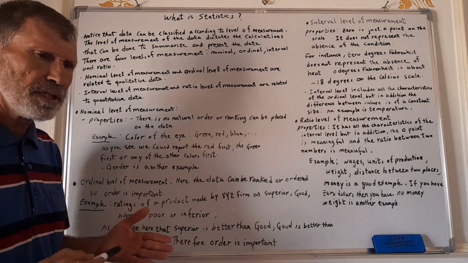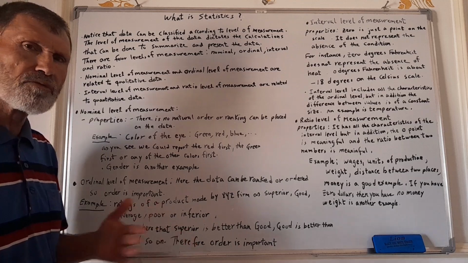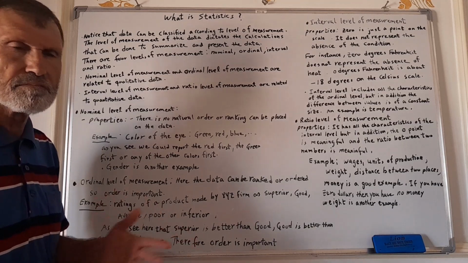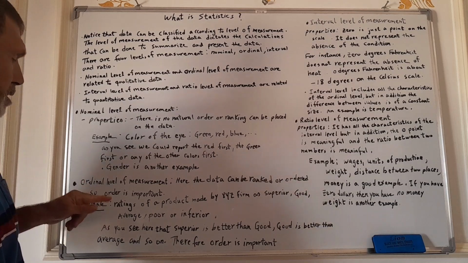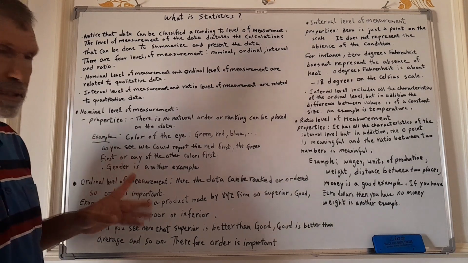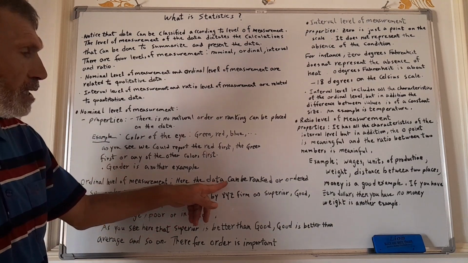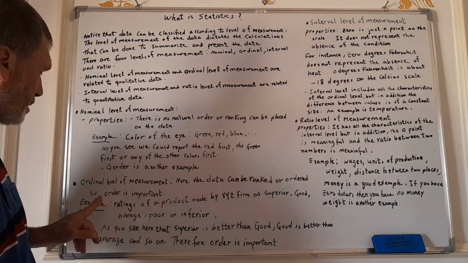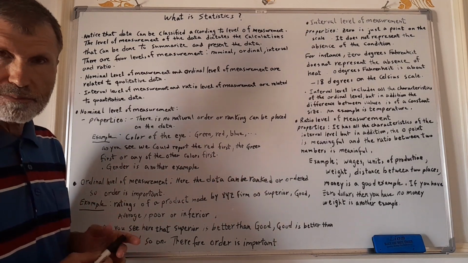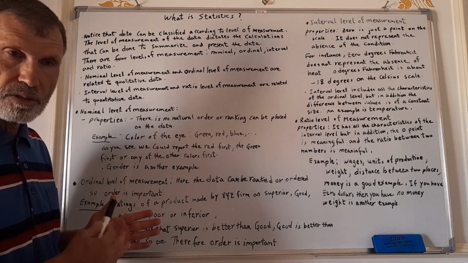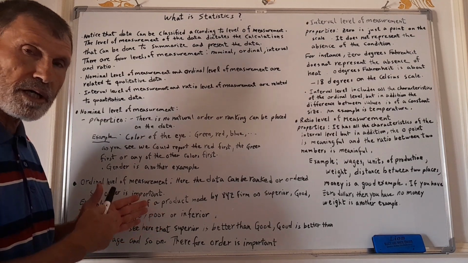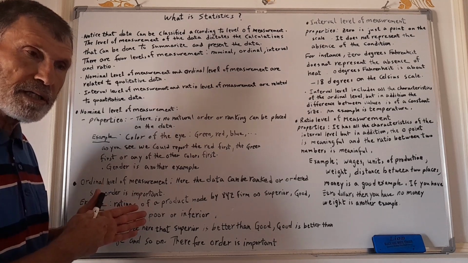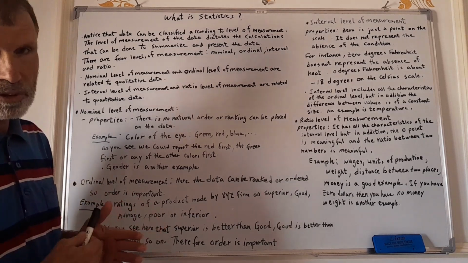You could say male or female. It does not matter. We move to the second level of measurement, the ordinal level of measurement. Here, the data can be ranked or ordered. So order is important. In this level of data, which is related to qualitative data, order is important.